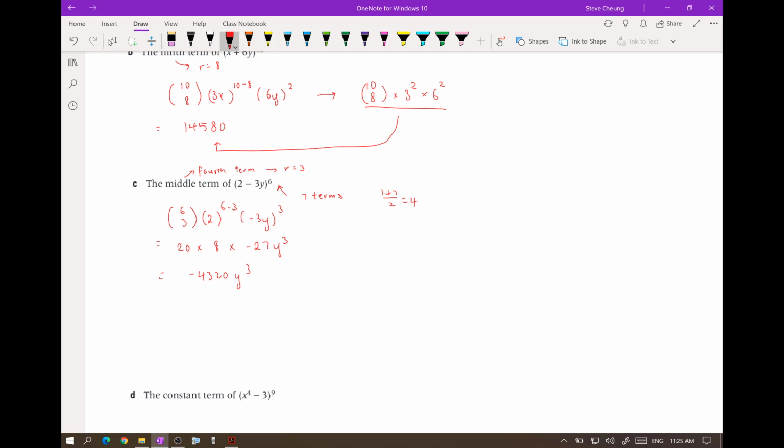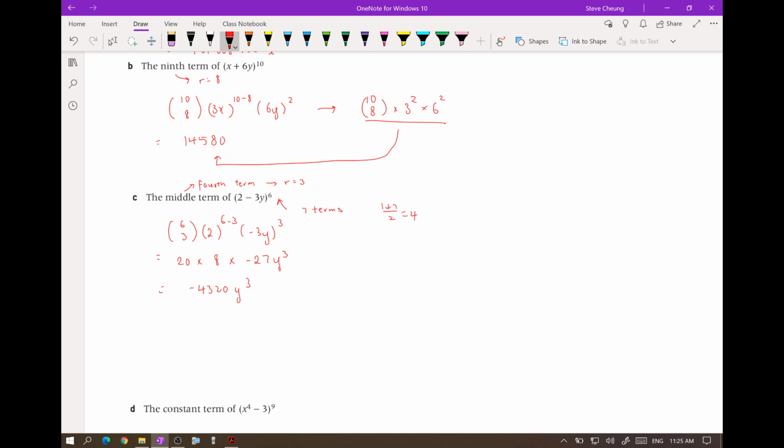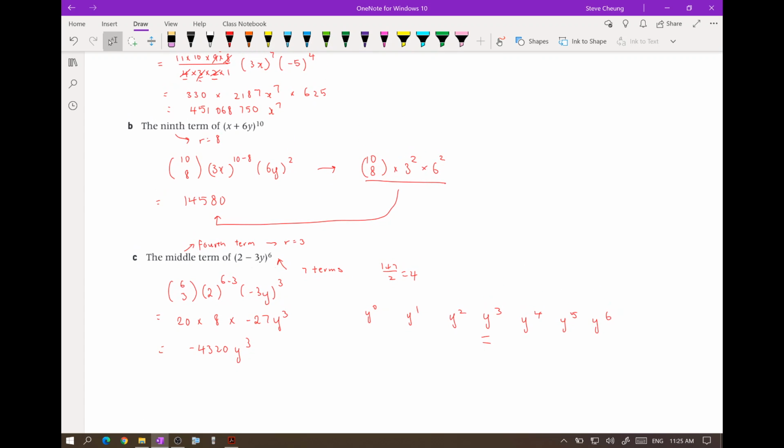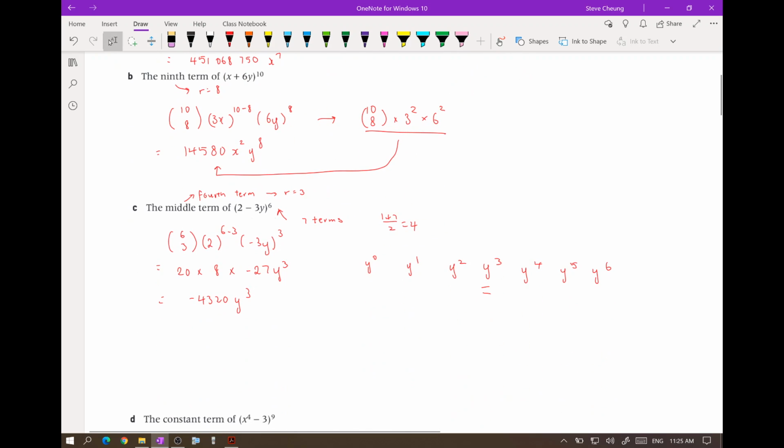Still don't know why it says y to the power of 4. It should be y cubed because it goes from y to the power of 0, y to the power of 1. So therefore this has y cubed there. So I wouldn't trust the answer key in this case. Oh, by the way, I should go back and write down x squared. This should be x squared y to the power of 8. I think that's better.